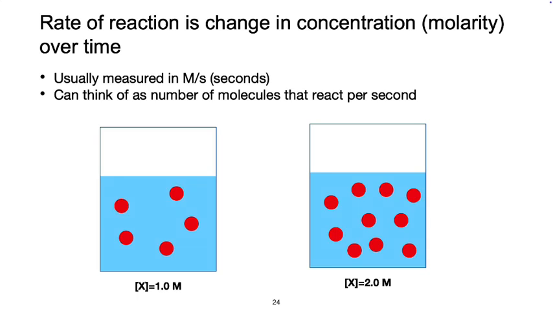So rate of a reaction is change in concentration over time. So we talked about this. We look at a chemical reaction, how our concentration changes. This is usually measured as capital M over seconds, so molarity over seconds. You could think even further and push back to the number of molecules that react per second. So if we looked at these two solutions, which of those solutions, if a reaction were to happen within them, would we expect the reaction to happen faster in?